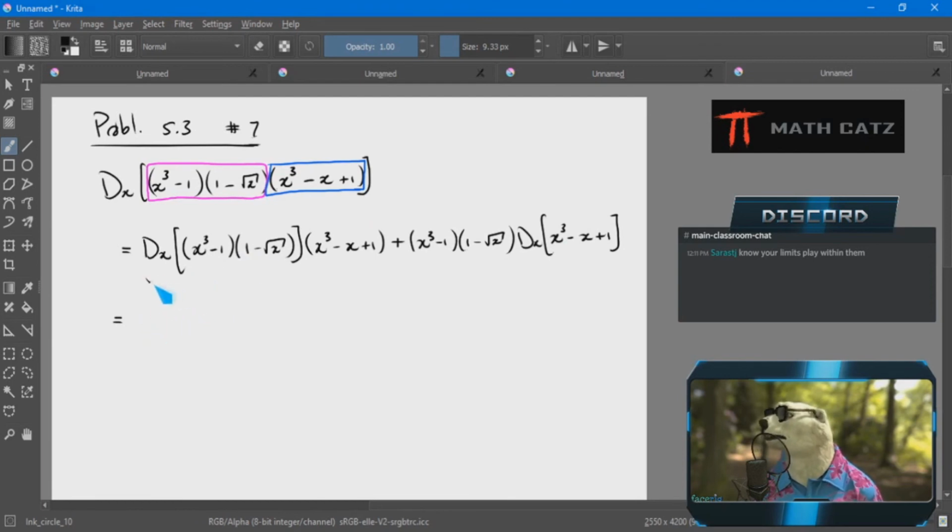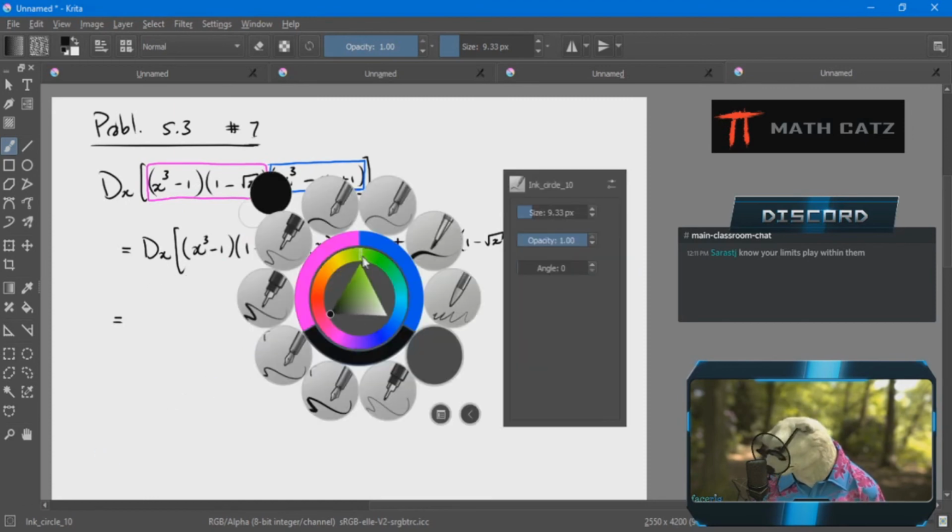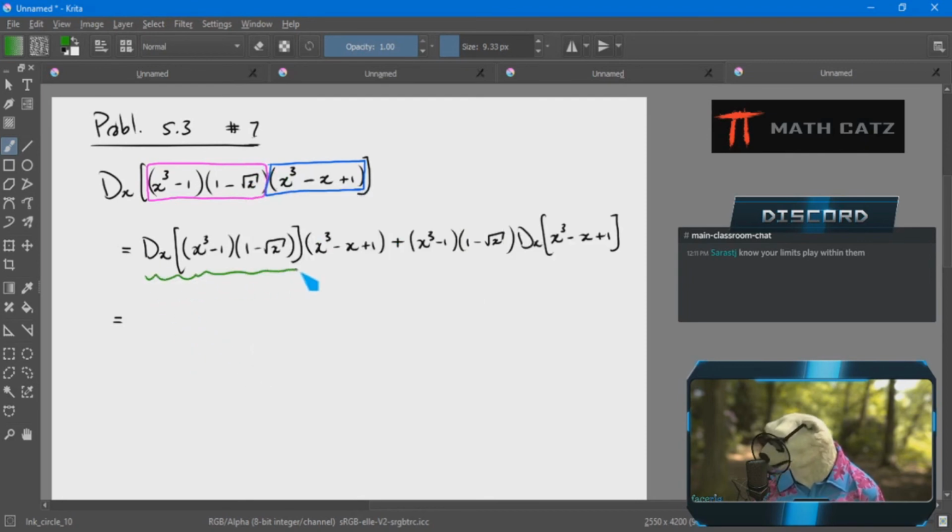Now I see, oh, this derivative, I'm going to make it green. It's not the best green, but I'm going to go with it. This derivative needs to be resolved. And when I look at what is inside the square brackets, it's another product, which requires the product rule, which I will now do. The derivative of the first, and again, I'm not doing it right now. I'm writing down what the product rule says, and then I'll see what's left to do.